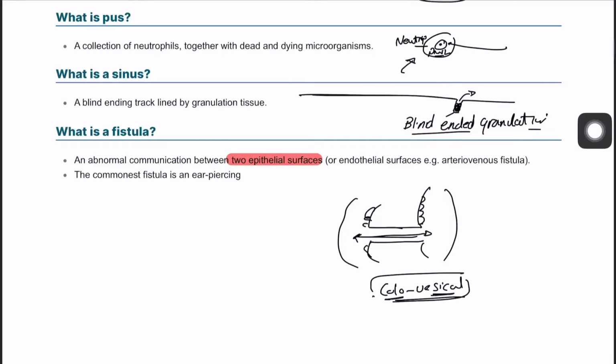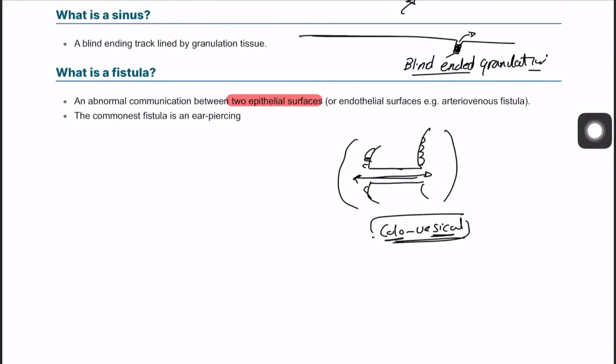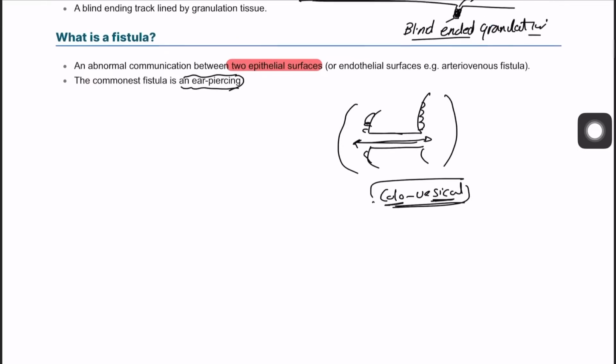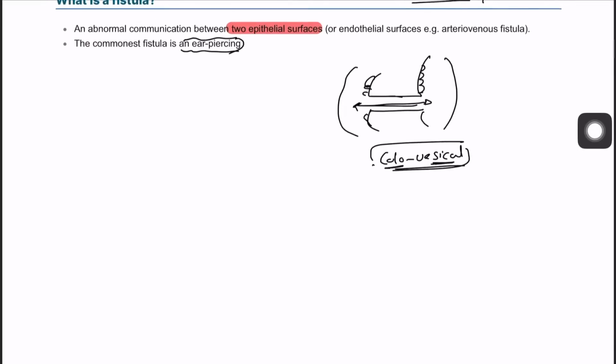Okay, and the commonest fistula is an ear piercing, which is considered a fistula. But if you remove the earrings and wait for a while, it will become some sort of sinus rather than a fistula, because it will fill in with granulation tissue, and it might become a blind-ended tract.